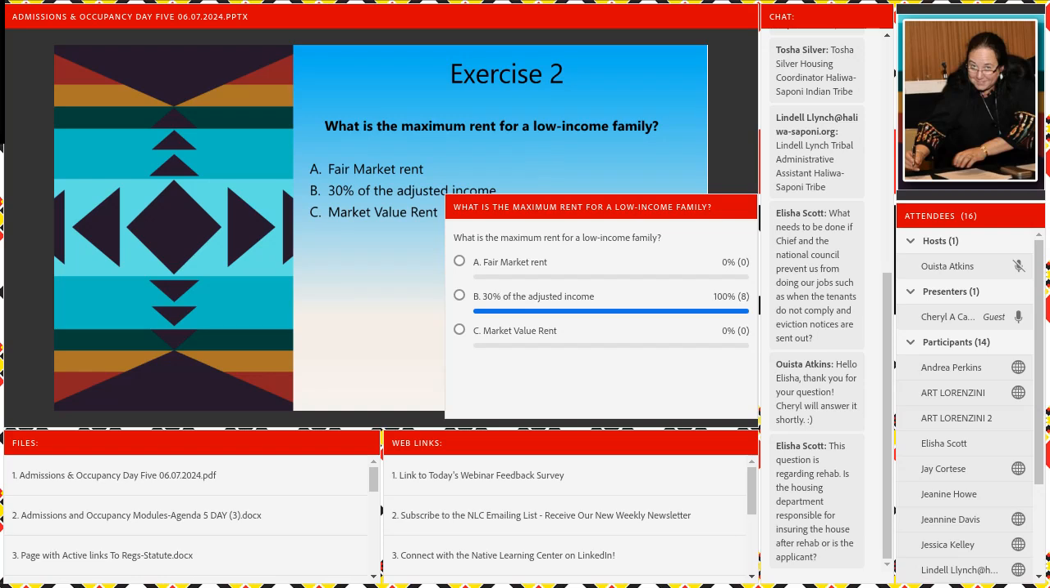Alicia Scott, the question regarding rehab, is the housing department responsible for insuring the house after rehab, or is the applicant? The applicant is always the one responsible. You, as housing, are responsible to make sure that they are meeting the insurance requirements.